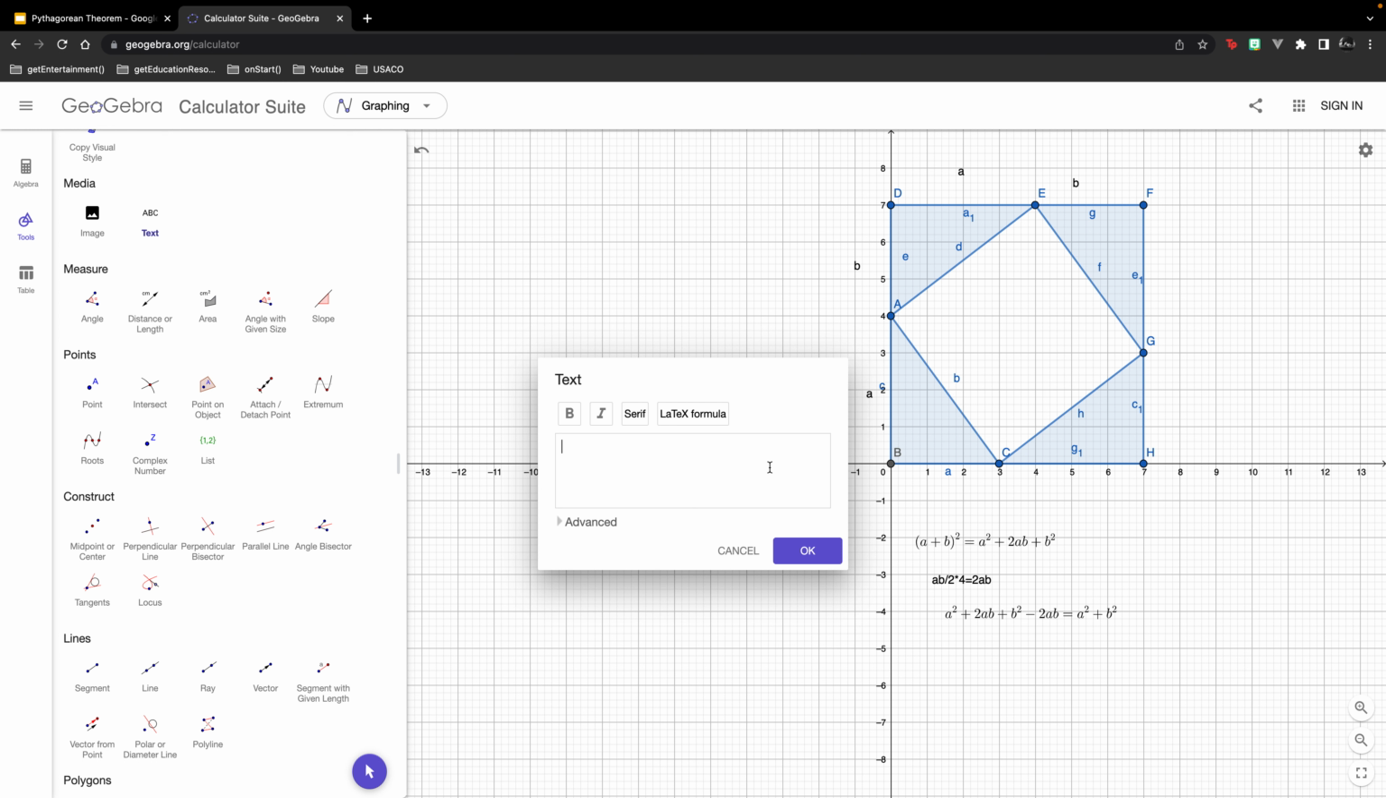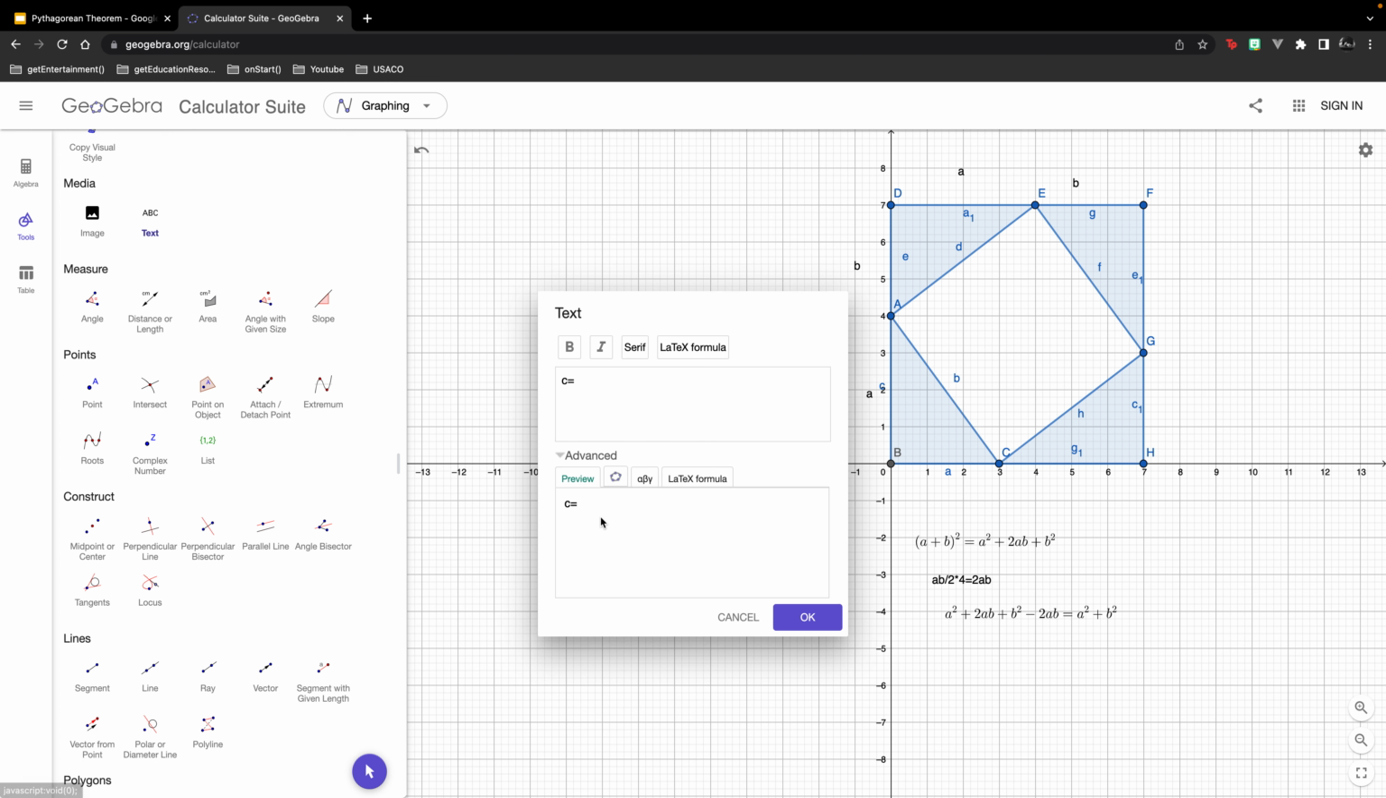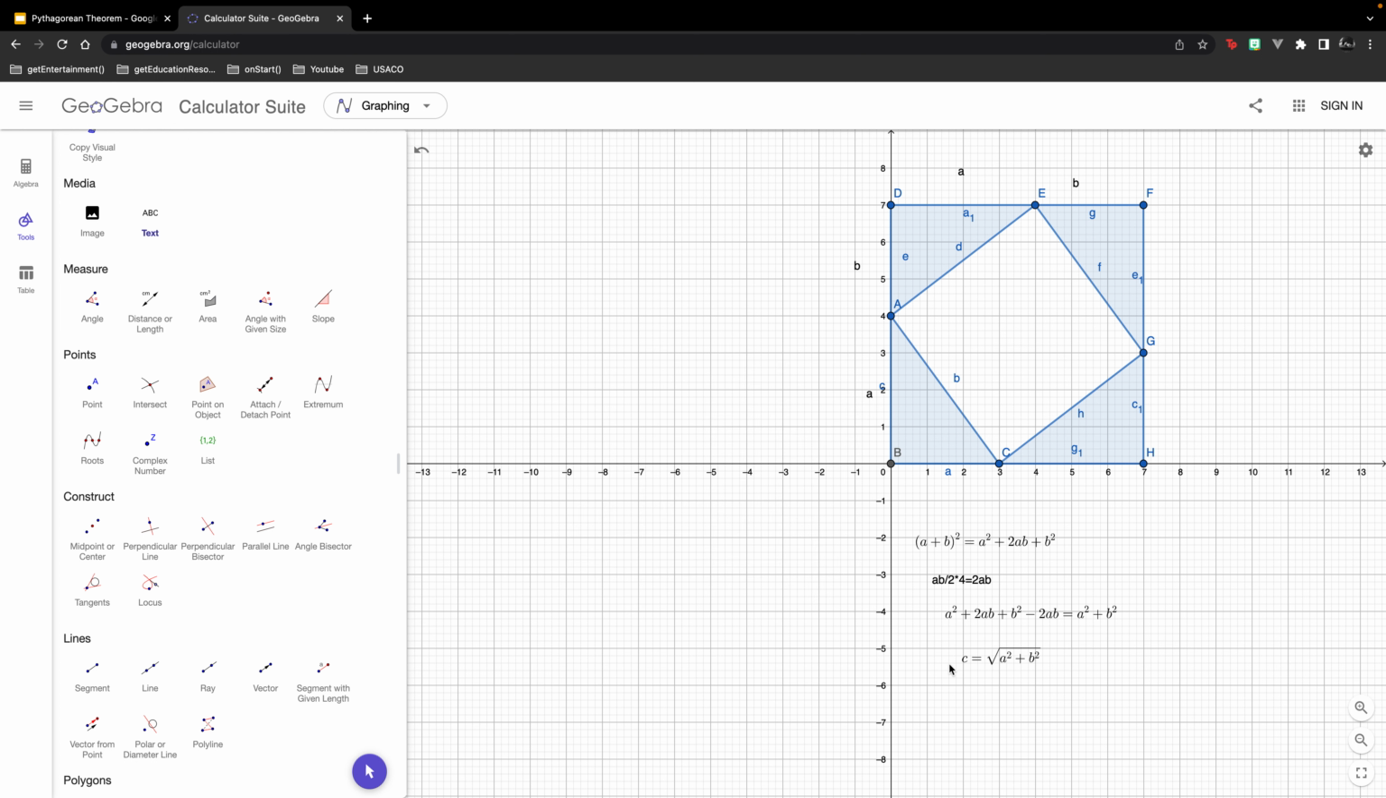So c is equal to, c being of course the side length of the smaller square, or the hypotenuse of each of these or any of these right triangles. c is going to be equal to the square root of a squared plus b squared. And this is the Pythagorean Theorem. Hence, it must be true.